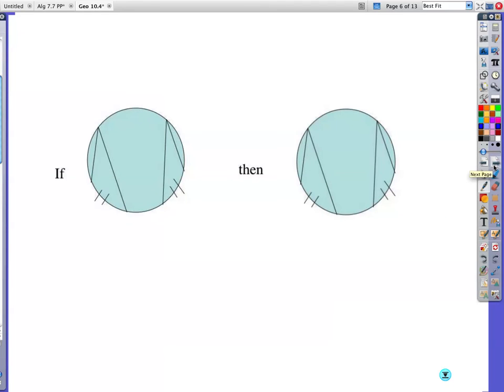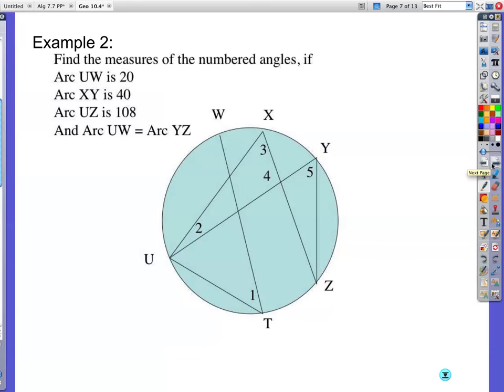If your intercepted arcs are congruent, as I'm marking here, then your angles are going to be congruent. So if you see congruent arcs, then you have congruent angles. They don't necessarily have to be in the exact same location.